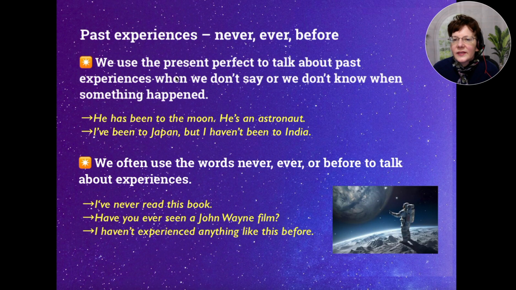Okay. Past experiences using never, ever, or before. So we use the present perfect to talk about past experiences when we don't say or we don't know when something happened. We just had the experience. All right. So we have this one. He has been to the moon. He's an astronaut. Or there's this one. I've been to Japan, but I haven't been to India. So yes, we don't know when they happen.